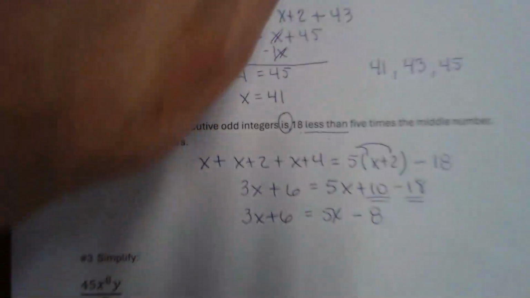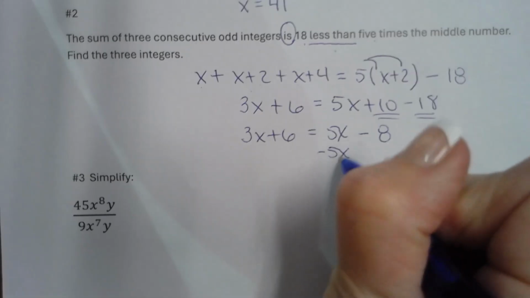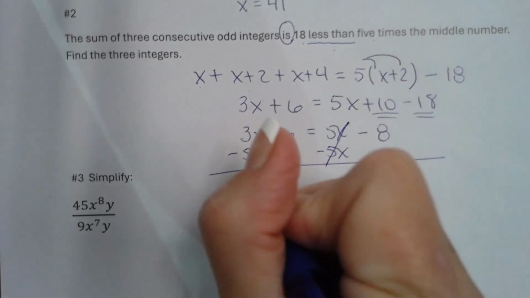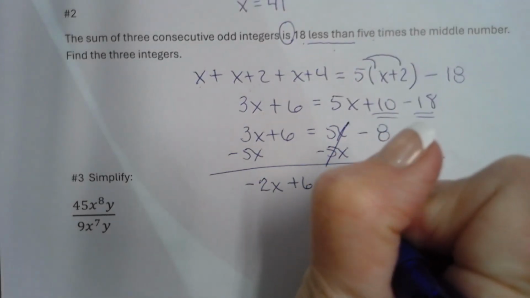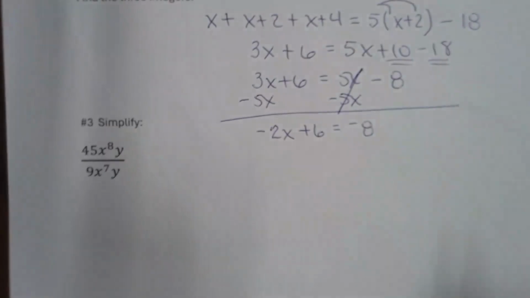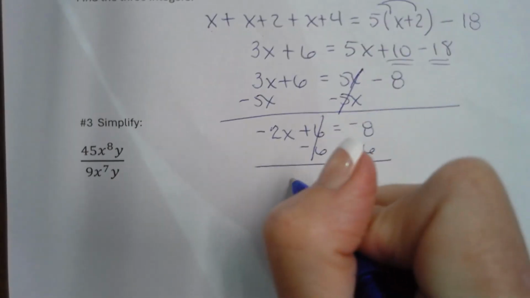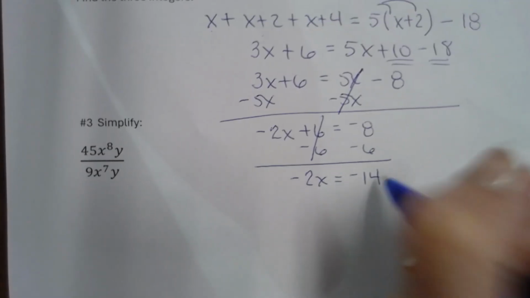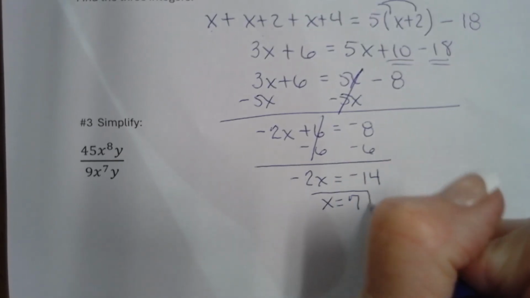Now I've got to get variables on the same side. So I'm going to subtract 5x on both sides. 3x minus 5x is a negative 2x. I'm going to bring everything else down. Bring down the positive 6. Bring down the negative 8. It's a two-step equation now. So I'm going to subtract 6 on both sides. Bring down the negative 2x. The equal sign, when I combine on the right side, I get negative 14. Last step is to divide both sides by negative 2. I get x equals 7.